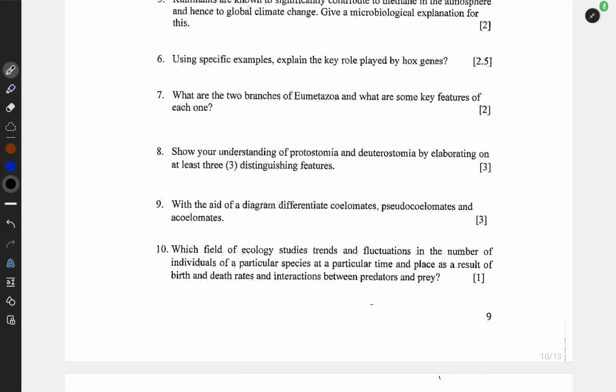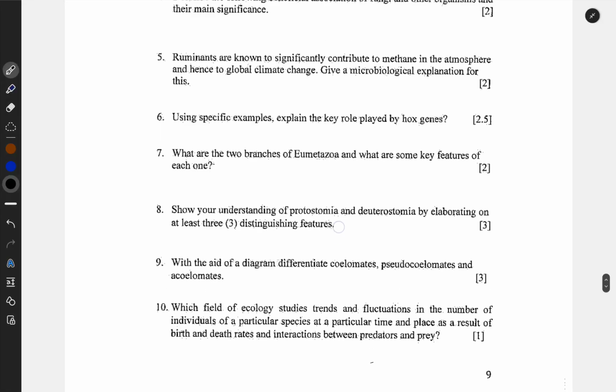Number 7 is now saying, what are the two branches of Eumetazoa? And what are some key features of each one? Right, so we know the two branches of Eumetazoa.